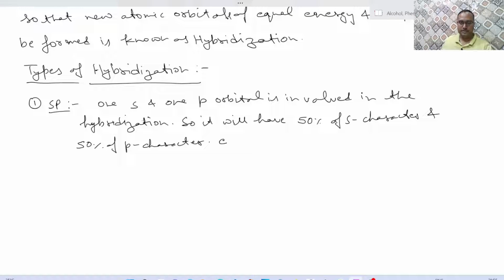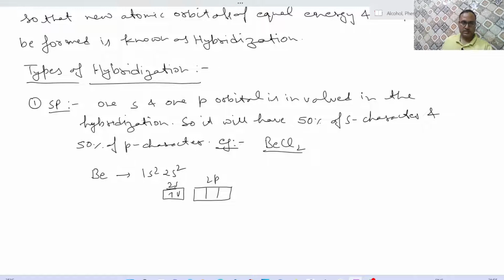So this type of hybridization can be seen in BeCl2. So when we write down the electronic configuration for beryllium, it should be 1s2, 2s2, atomic number 4. So it has 2 electrons in the outermost shell, that is 2 electrons in the 2s orbital. So this is the case when the 2 electrons are present in the 2s orbital in the ground state. We can draw the 2p orbital like this, which is vacant.